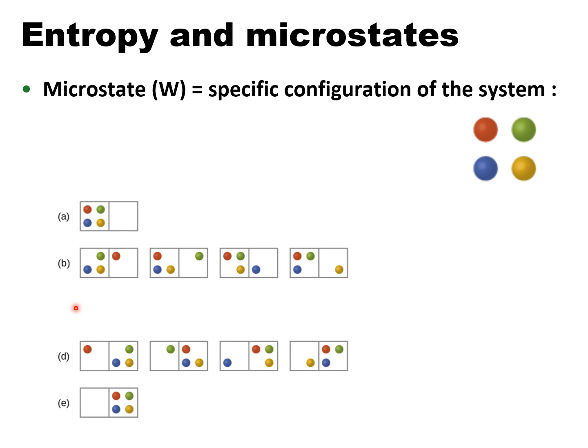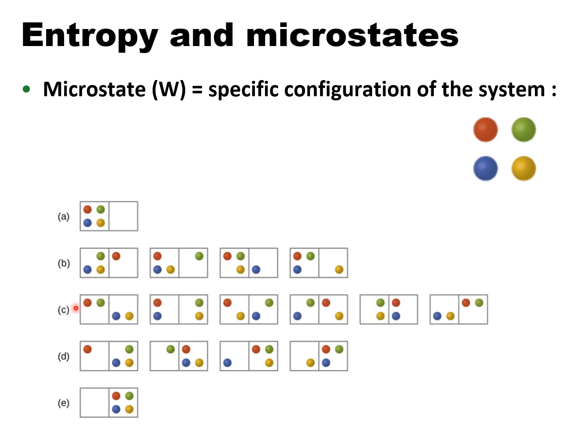What about if we want to put 2 objects on one side and 2 objects on the other side? Now there are 1, 2, 3, 4, 5, 6 different ways to do that. So if we are counting the probabilities to have those configurations, the probability to have configuration A, all 4 objects on the left container, is only 1 out of 16, 16 being the total. If I count them all, it's 1, 2, 3, 4, 5, 6, 7, 8, 9, 10, 11, 12, 13, 14, 15, 16. So I have basically 16 different ways to arrange things, of which only 1/16 is all 4 objects on the left. 1/16 is all 4 objects on the right.